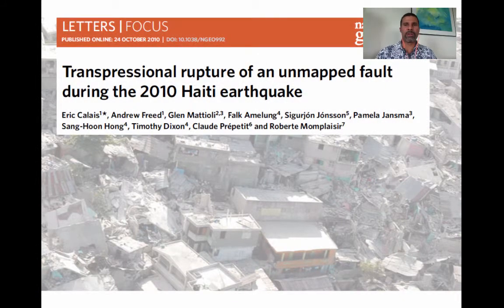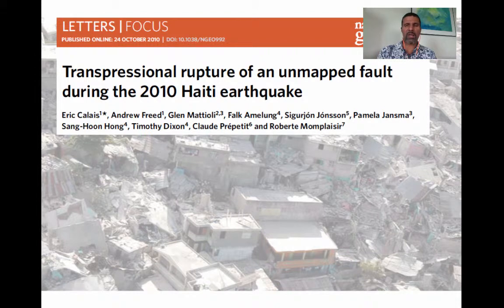What we're going to be doing this week is reading a paper by Eric Calais. He's a Frenchman who was working at Purdue University at the time of the earthquake, and he's done a lot of work in Haiti. He speaks the language. Haiti is a French-speaking country still. They actually speak a language called Creole, and Eric actually speaks Creole quite well. He's been working down there for years.